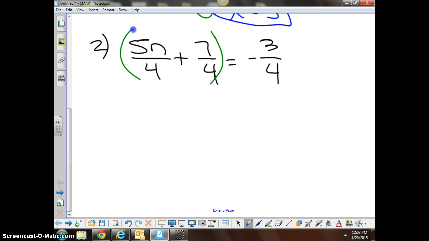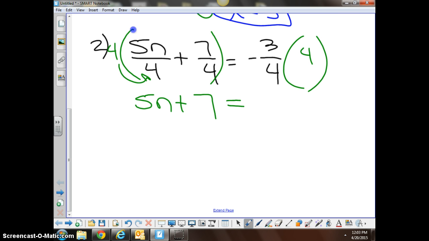So we're going to multiply this side by 4, and we're going to multiply this side by 4. That's really simple since the denominator is 4. So if we multiply by 4, we're going to distribute here, right? 4 times 5n over 4, what do we get? 5n. If we multiply 4 times 7/4, what do we get, you guys? 7. And if we multiply negative 3/4 times 4, what do we get? Negative 3.